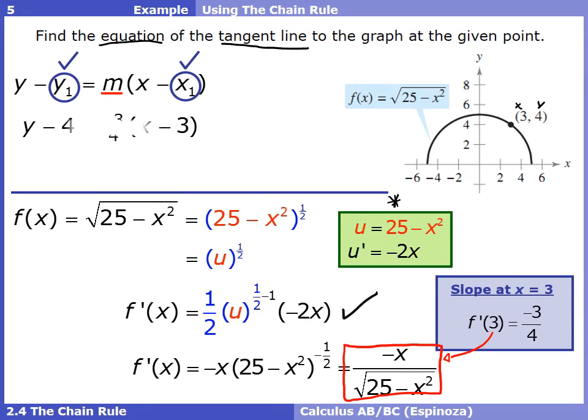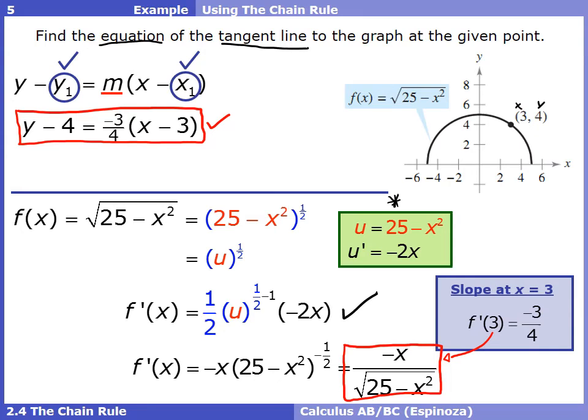After that, all you need to do is plug in everything you know. We know y is 4. We know our slope is negative 3/4. We know our x value is 3. And just like you've heard me say in past examples, on the AP test, specifically the free response section, that is a perfectly acceptable answer, and you can leave it like that.